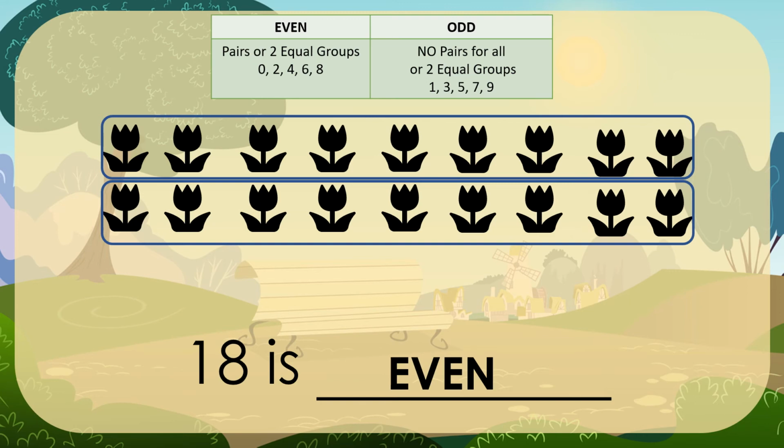We can also look at the structure of the number 18 and see that there is an 8 in the ones place, making 18 an even number.